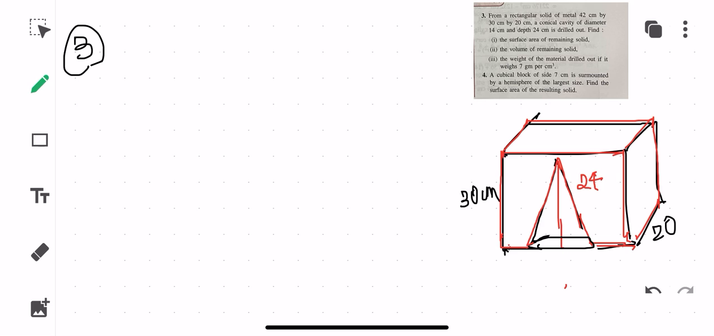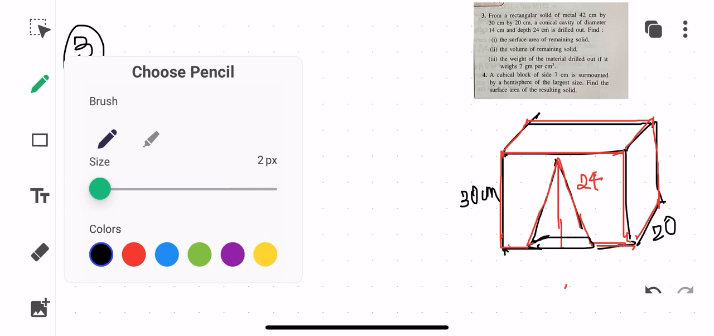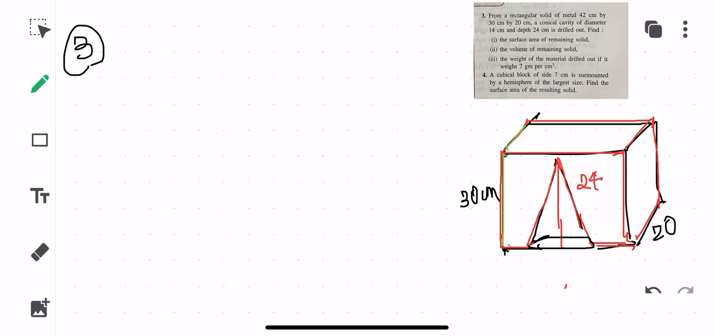So it is starting from here. If you look into this, children, I'll be using green now. This particular surface I need to find out, the ones which I am marking. So this is going to be the surface area of the solid from here, and then for this cone.